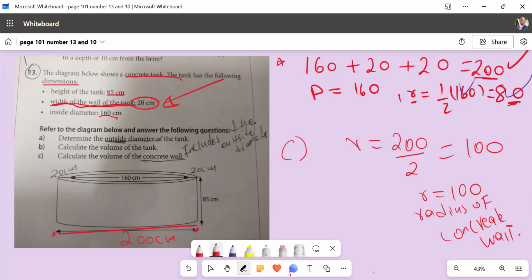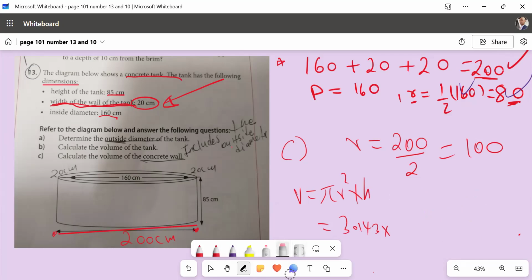Then we now calculate the volume. The volume is always given by pi r squared multiplied by height, where pi is 3.143 multiplied by the r, which is 100 squared, times the h, which is 85. Then you do your calculations there. Please take your calculator and calculate with me there.